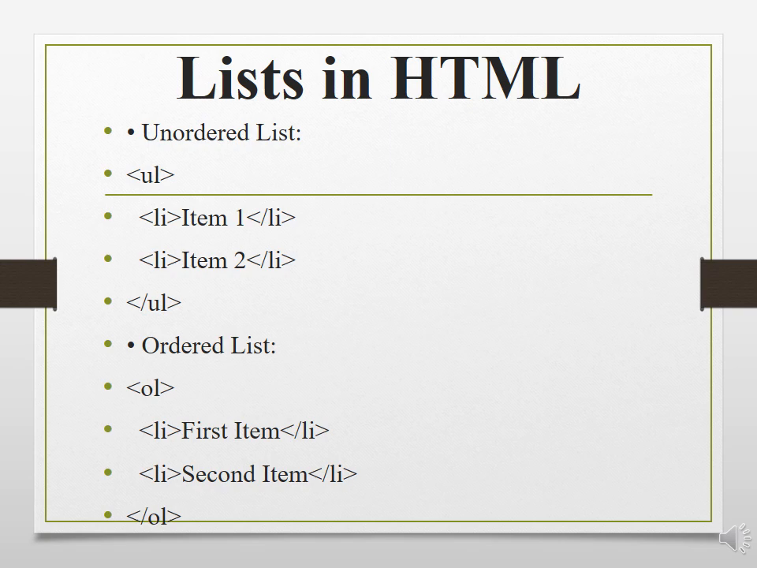Now we will discuss lists. Lists are used to present information clearly and in an organized way. HTML provides two types of lists, unordered list and ordered list. An unordered list is created with the UL tag and shows items with bullet points, which is shown in the unordered example. An ordered list is created with the OL tag and shows items in numerical order. Lists make information easier to read and understand.